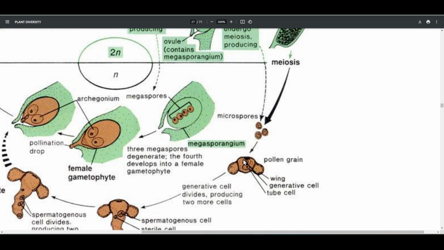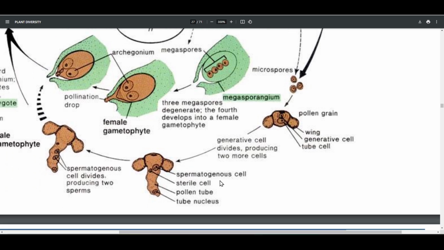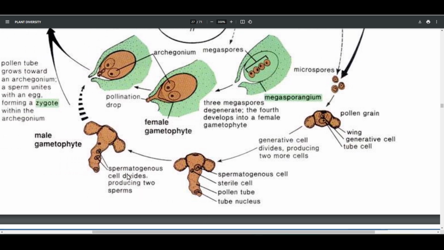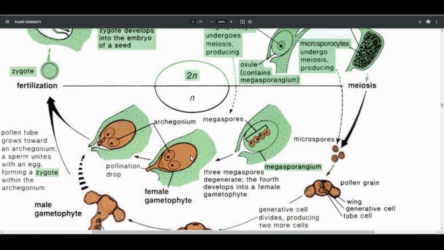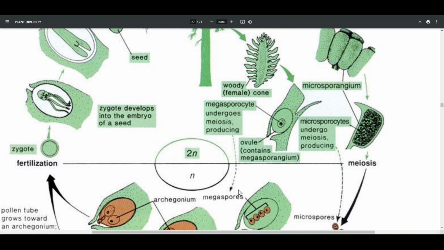It's kind of hard to describe, but just think of microspores becoming a pollen grain, and inside the pollen grain there's the microgametophyte with the wings, generative structures, spermatogenous cells, sterile cells, and the pollen tube. The pollen tube is from the tube cell, and the spermatogenous cell divides, producing two sperms. And actually, I think the sterile cell comes from the generative cell as well. Anyways, then it will be ready for fusing.